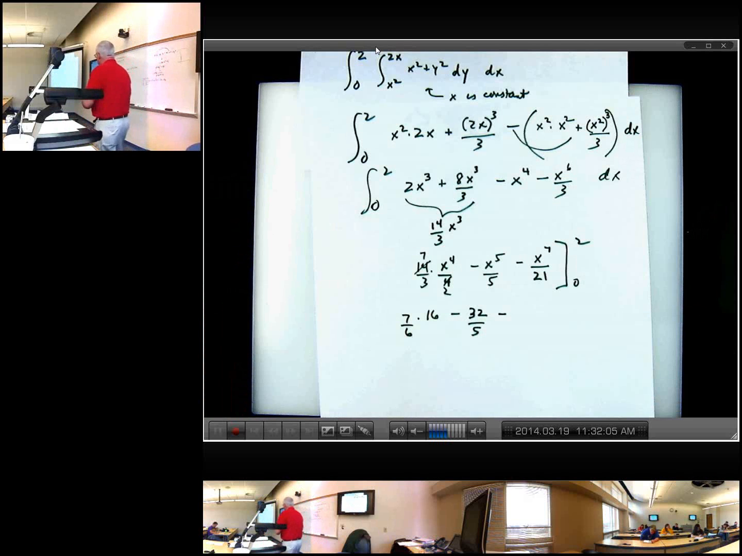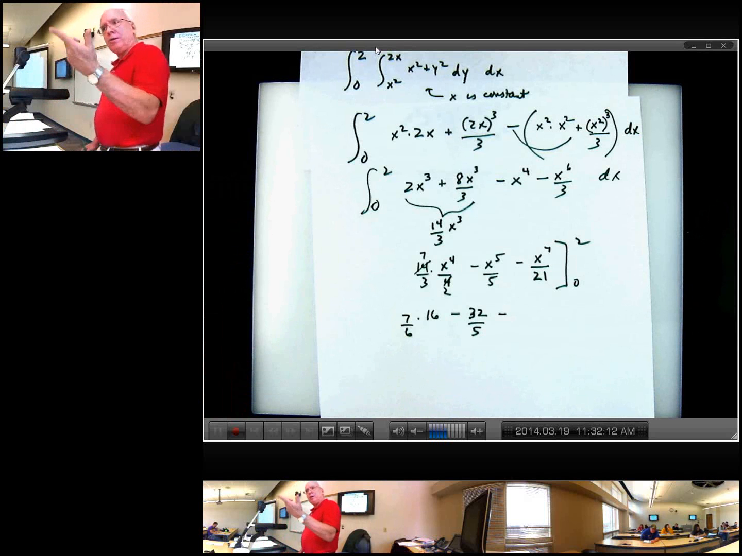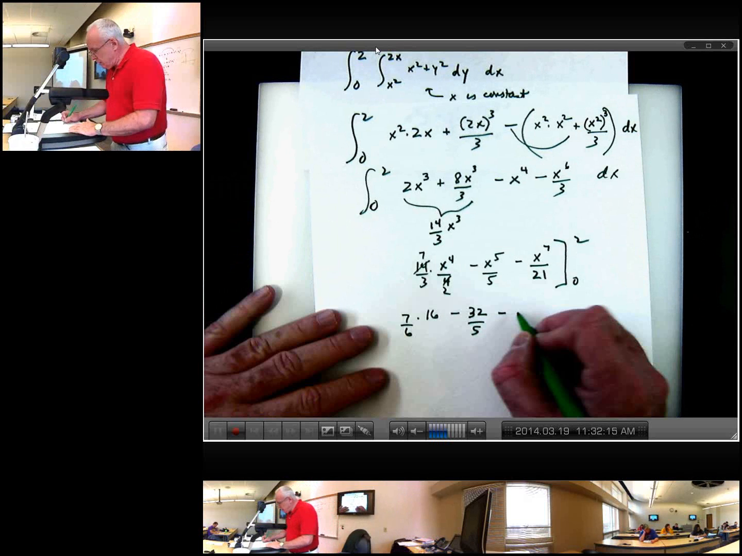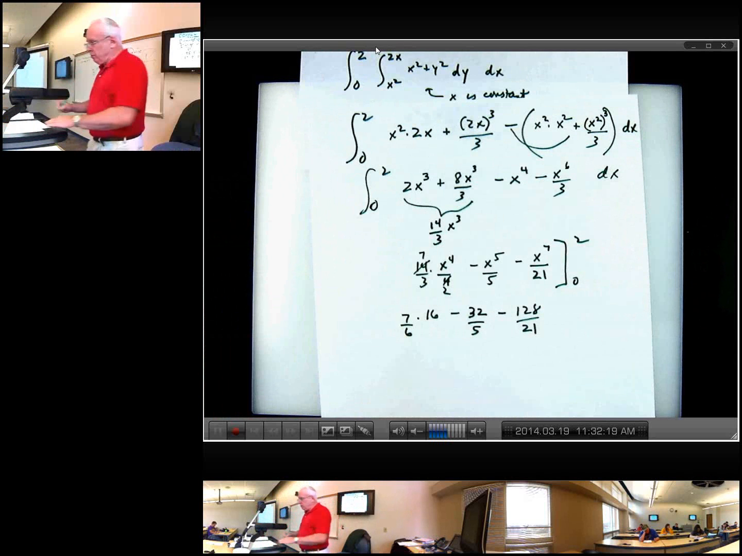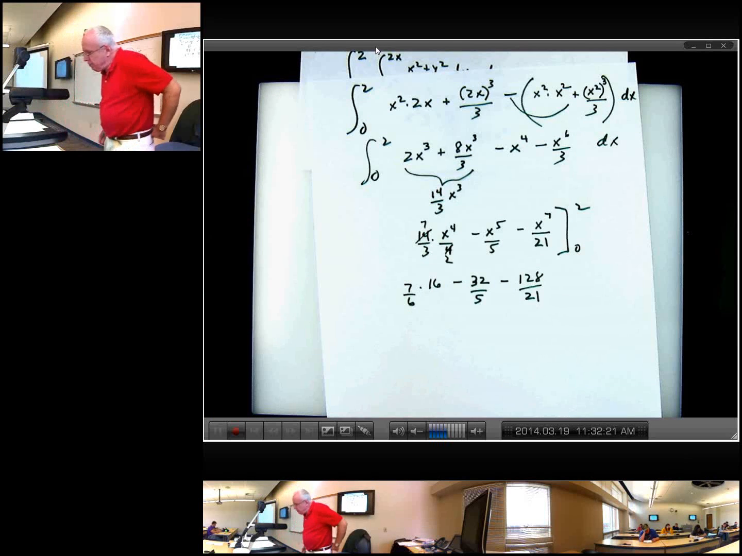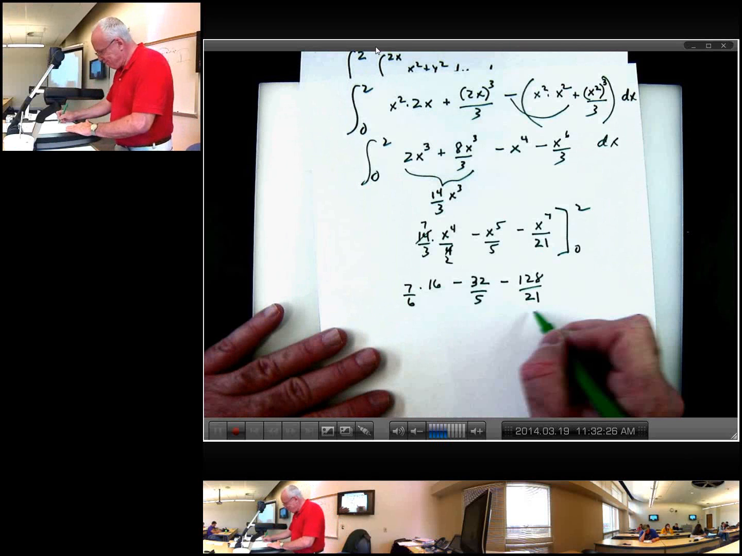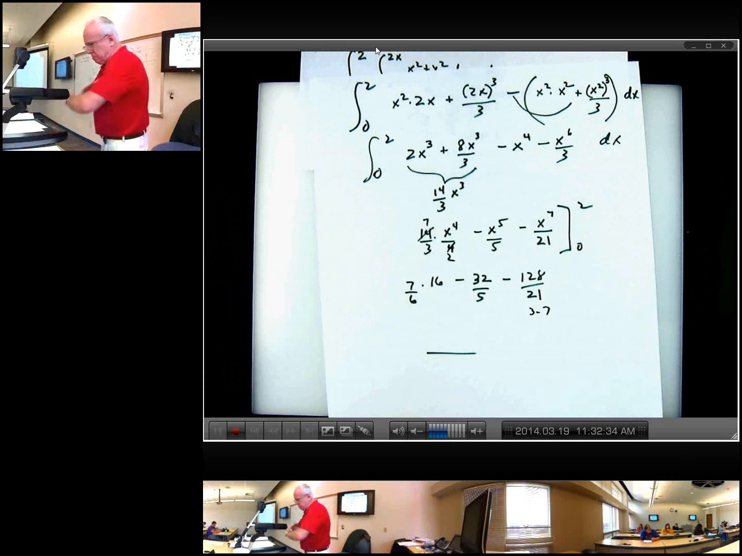Let's see, what's 2 to the seventh power? Yeah, 2 to the sixth power is 64. 2 to the seventh power is 128. So minus 128 over 21. All right, almost there. We've got 3 fractions, we've got to combine. 7, 2, 5. So what's our lowest common denominator then?